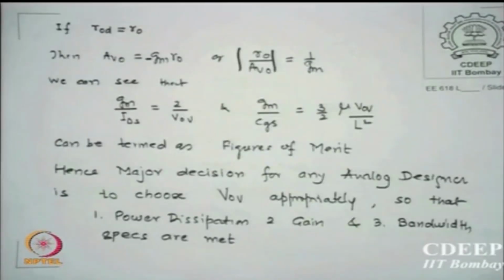So the major decision for any analog designer is to choose a proper VOV. You can see in every expression that you are only seeing VOV. So if you can choose a proper VOV, the power dissipation, the gain and the bandwidth specs are met. Is that correct? So what is the designer spec? VOV, that is VGS minus VT. How much excess voltage you want to keep for the bias requirements is all that matters in deciding power dissipation, gain as well as bandwidth.